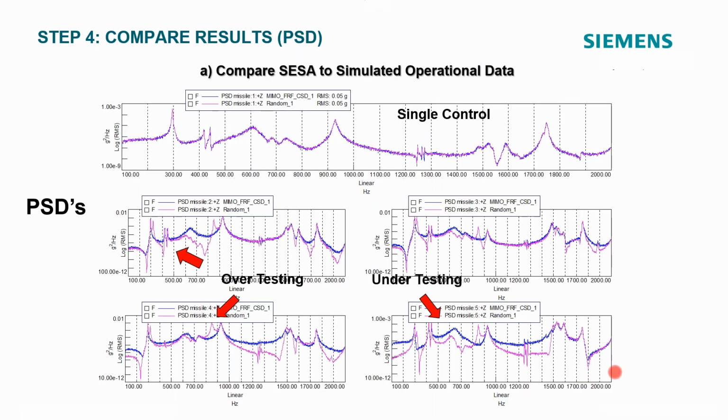So here's the results. PSD, our single control channel, excellent control between point 1, shaker 1 and point 1, but severe over testing and under testing at all of the other points. And these are log scales, so even though it might not look like a lot, there's some very severe over testing and under testing going on here.